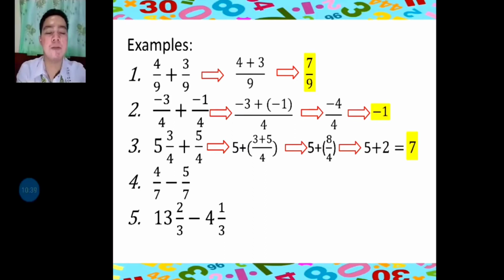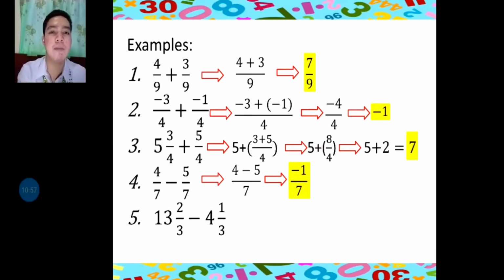Number 4, that is subtraction. So just subtract the numerator, 4 minus 5, then copy the denominator, 7. Our answer will be negative 1 over 7. If you subtract two numbers wherein the second number is greater than the first number, we will result in a negative number. So negative 1 over our denominator 7.